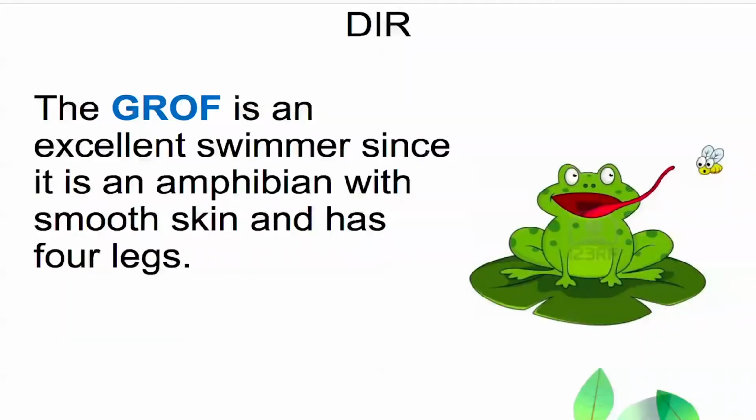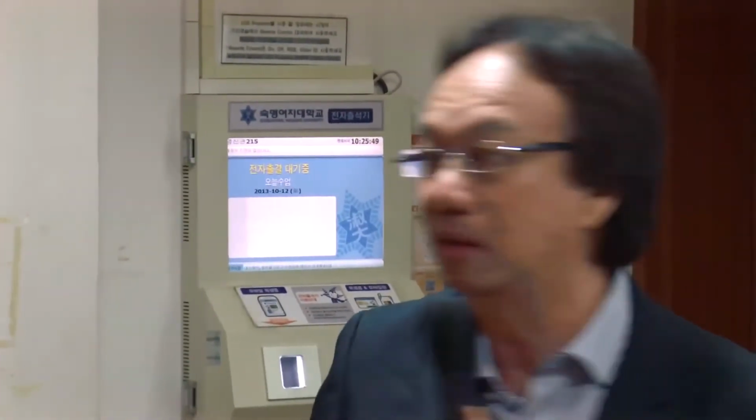The graph is an excellent swimmer since it's an amphibian with smooth skin and has 4 legs. Of course you know what it is. And even if you don't know, you can make use of the pictorial information to make a good guess. Which of the 4 contexts happen in real life? Almost equally. Almost equally. This, you get to see maybe in encyclopedia or in ESL, EFL classrooms, but not in the outside world.